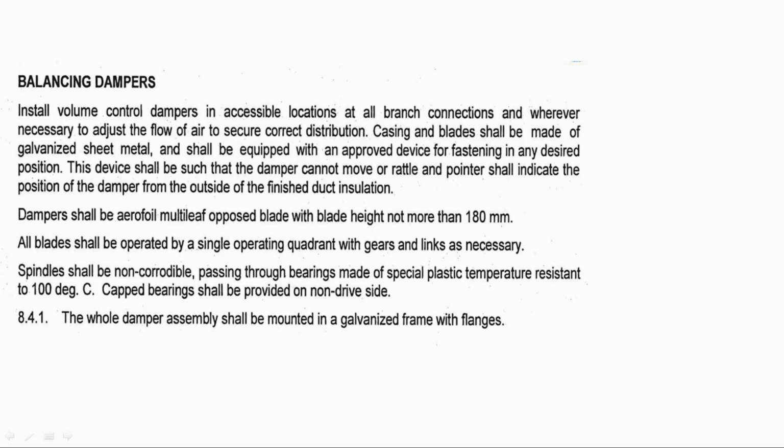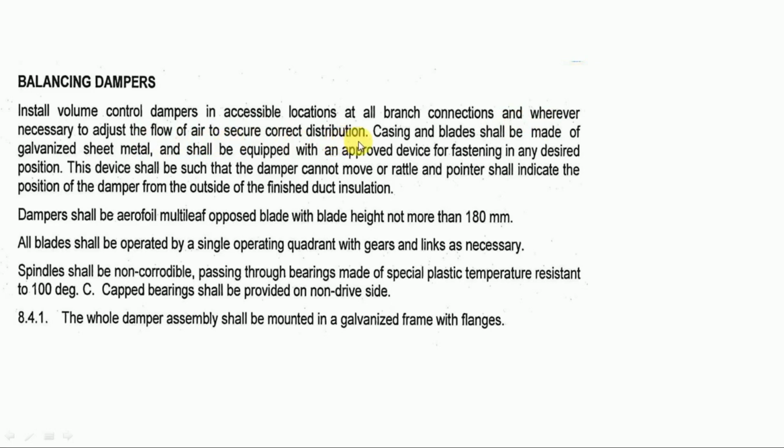So let us have a look at a project specification, how a project specification looks for a VCD. Here you can see it is mentioned balancing dampers. Balancing dampers basically means VCD or a volume control damper. So this is a project specification for a particular project of mine. Let us look at what the client needs in his project, what kind of VCD he needs. It says install volume control dampers in accessible locations at all branch connections and wherever necessary to adjust the flow of air to secure correct distribution.